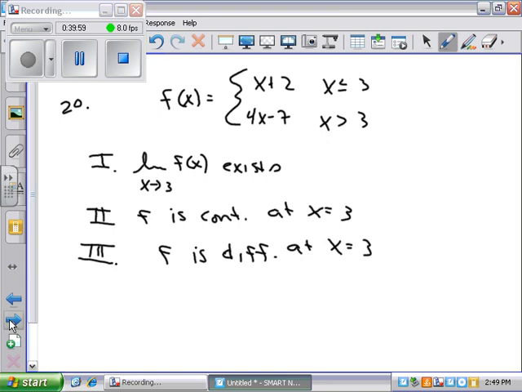Okay, 20, you got a piecewise function. First of all, they want to know if the limit exists just of the function as x approaches 3. So put them equal to each other first. In other words, for the limit to exist, as x approaches 3 from the left and from the right, they have to be the same. So when you plug 3 into the x here, it has to equal the 3 there. You get the same thing? Yeah, the limit exists. 3 plus 2 equals 4 times 3 minus 7. Check.